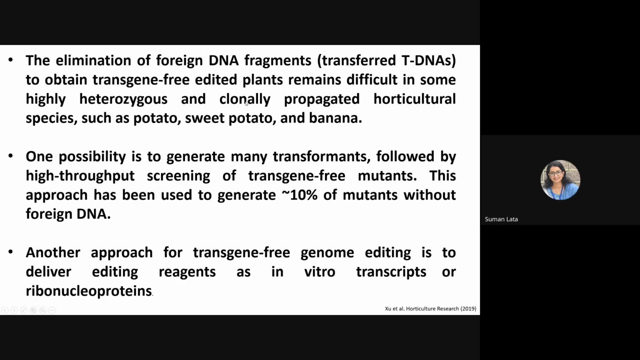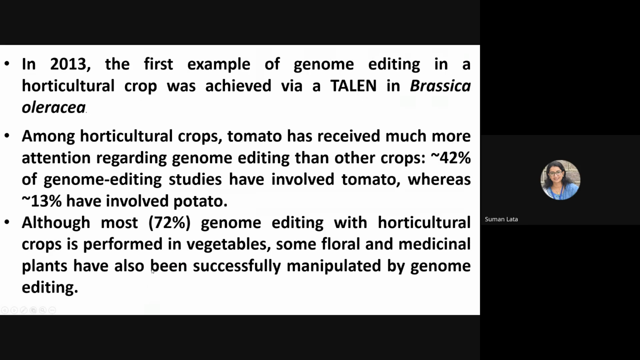In the case of some crops which are clonally propagated, like potato, sweet potato, and banana, the elimination of foreign DNA fragments is sometimes difficult, but one possibility is that we can generate the transformants by high throughput screening. That is, we have to screen a larger number of transformants, or we can use other delivery methods, like in vitro transcripts or ribonucleoproteins in these crops.